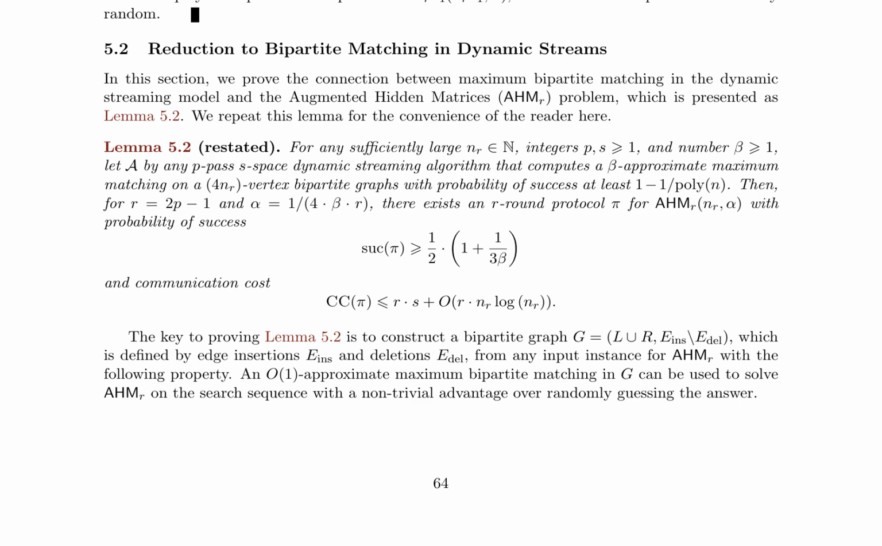The connection between AHM_R and maximum bipartite matching in the dynamic streaming model is emphasized, highlighting the construction of G and Π. The protocol Π_{r-1} and the bipartite graph G are key components in establishing the relationship between the two problems, demonstrating the intricate relationship between communication complexity and the maximum bipartite matching problem.